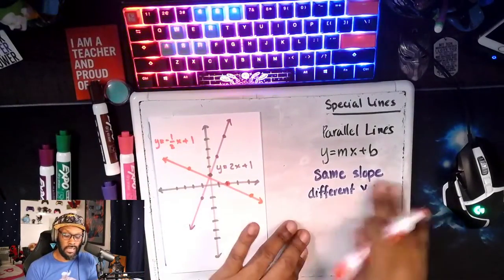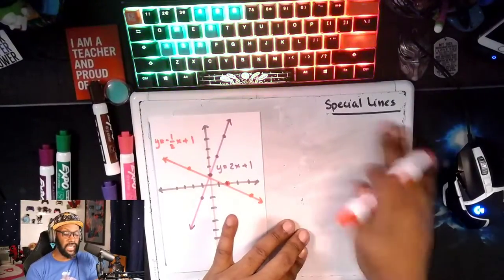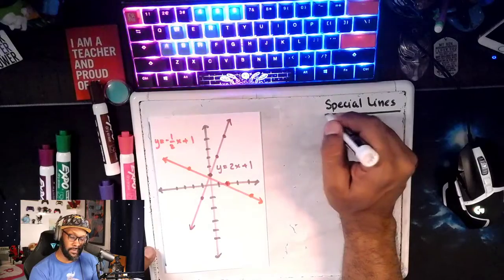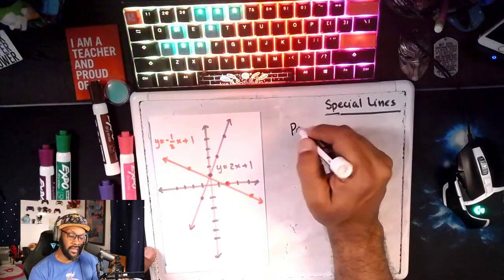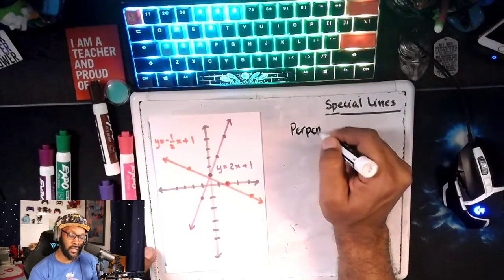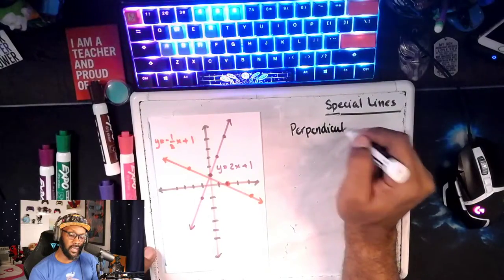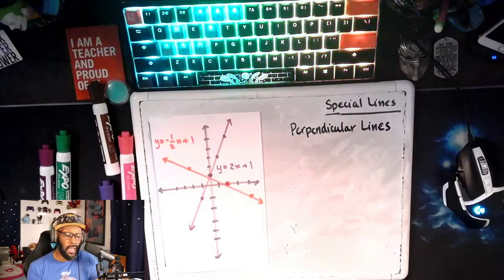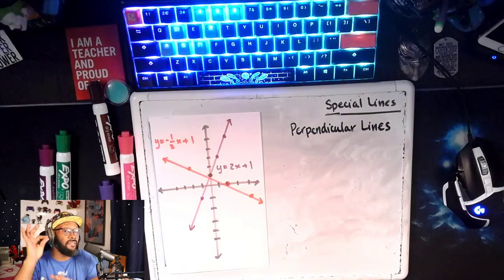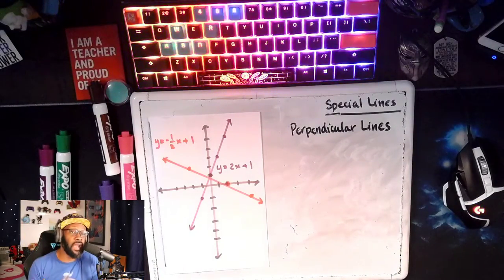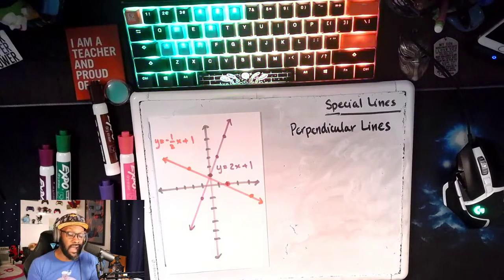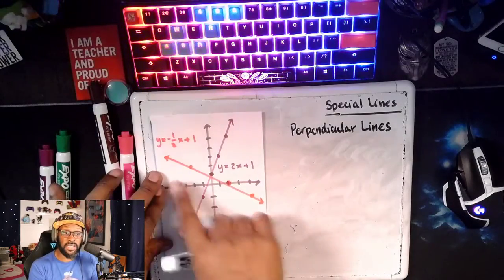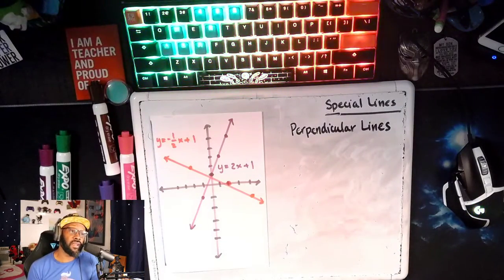Now, let's talk perpendicular. Perpendicular lines, our last special case here. Now, when something is perpendicular, that means the lines meet at a very specific angle, at a 90-degree angle. The angles are 90 degrees. Okay, perpendicular lines. Now, here's an example of two lines that are perpendicular to each other.